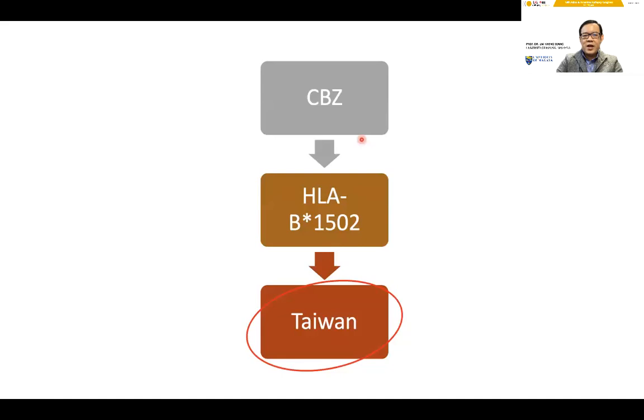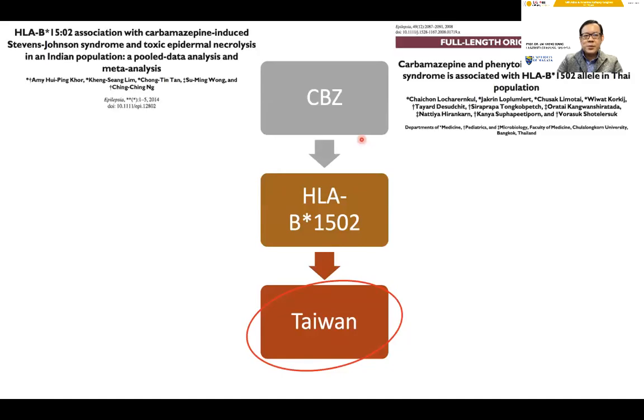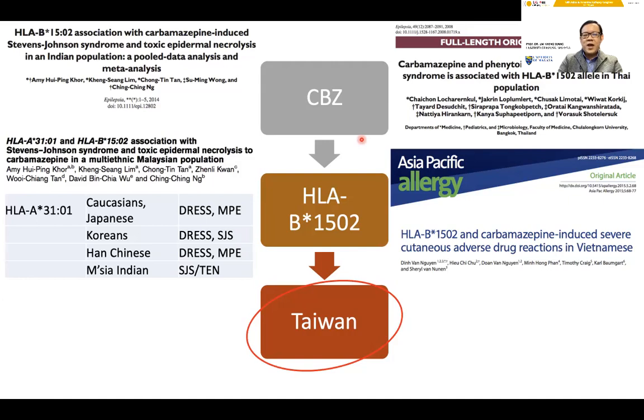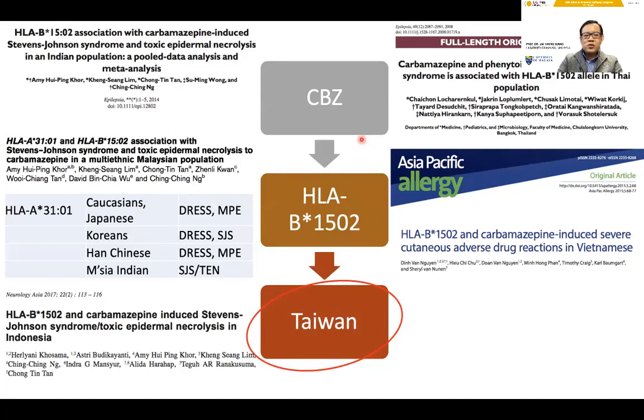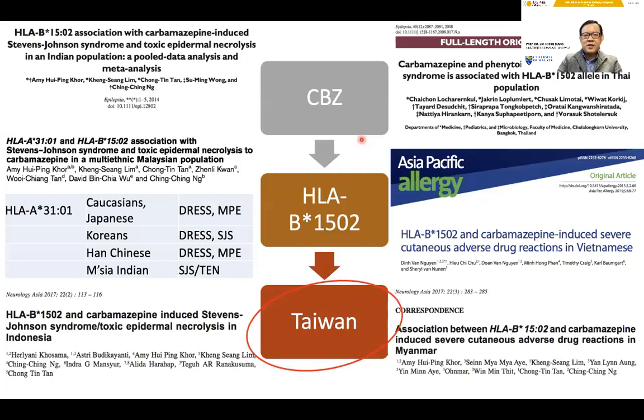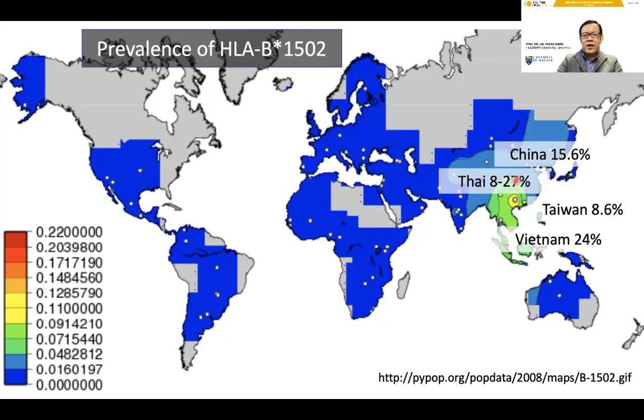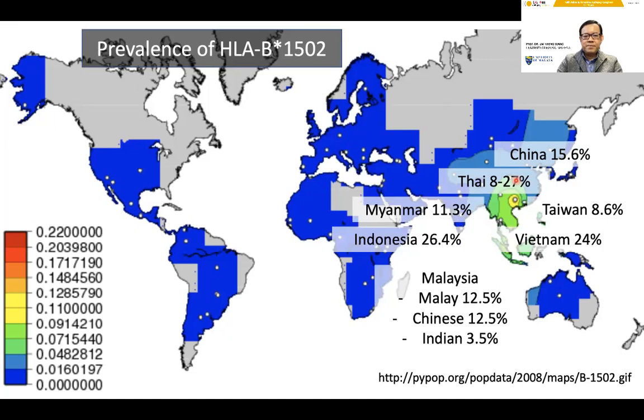And this was replicated in other countries, including Thailand, Malaysia, especially in the Indian populations, Vietnam, and also in Malay and Chinese Malaysians. We also have HLA-A3101, but this is more common in other populations like Japan, Korea, or India. We also found the associations in Indonesia and Myanmar. In fact, the prevalence of HLA-B1502 is rather high in South China, as highlighted by the green area over here, which includes Taiwan, South China, Thailand, Vietnam, Myanmar, Indonesia, and Malaysia. And it's not that common in other parts of the world.